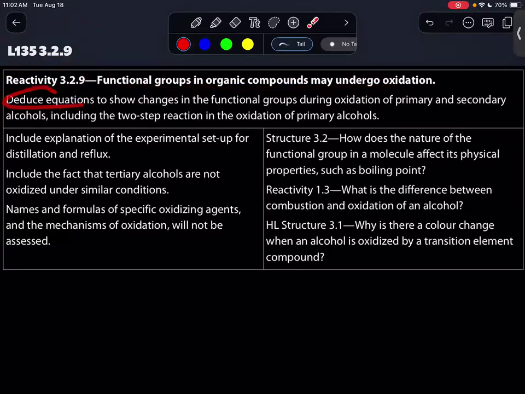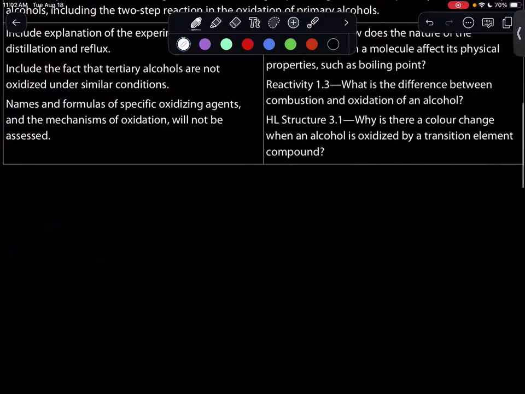We will deduce equations to show the changes in functional groups during oxidation of primary and secondary alcohols, including the two-step reaction in the oxidation of primary alcohols. We will include explanations of the experimental setup for distillation and reflux. We will include the fact that tertiary alcohols are not oxidized, so we're just not going to cover tertiary, but we'll talk about why. And then we'll look at names and formulas of specific oxidizing agents, but those are not needed for the DP assessment. I will just lightly cover them as we get to that point.